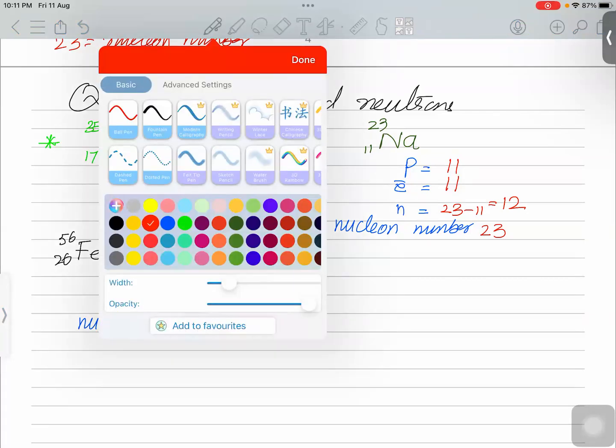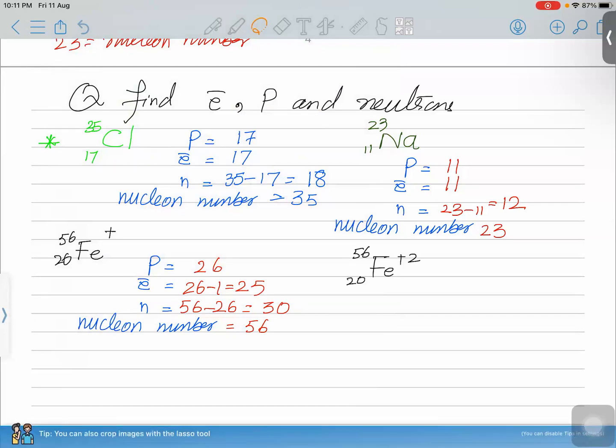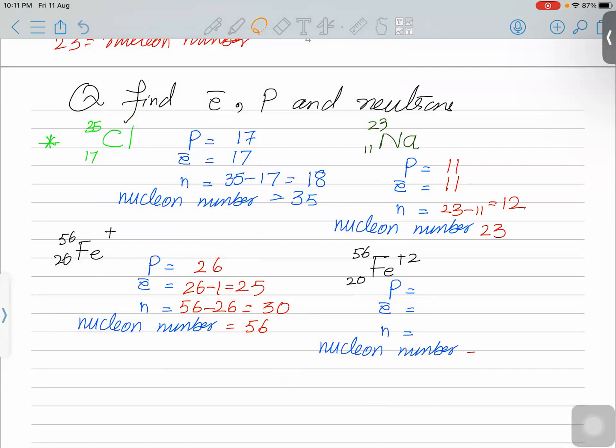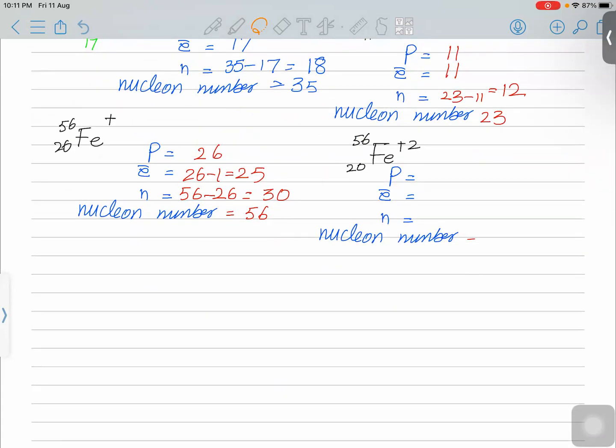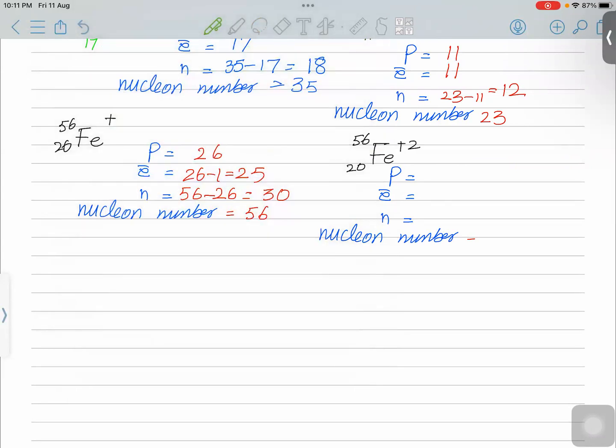Now next is iron plus 2. Sir, the number of protons would be 26, it's iron, right? Yes, 26. And then electrons will be 26 minus 2, so 24. And then neutrons will be 30. And the nucleon number will also be 56. Very good.